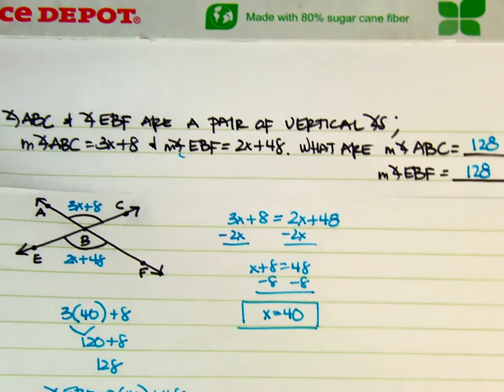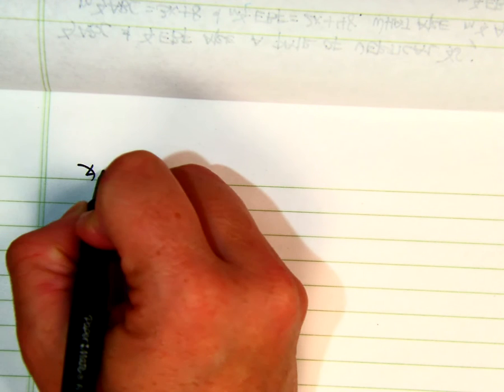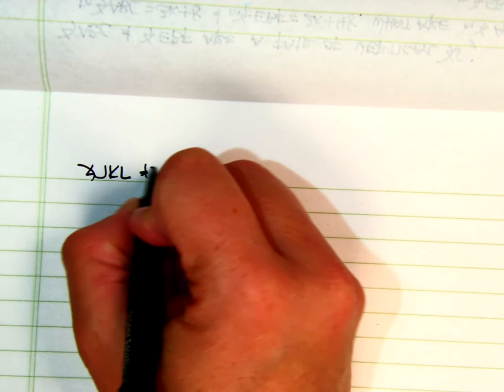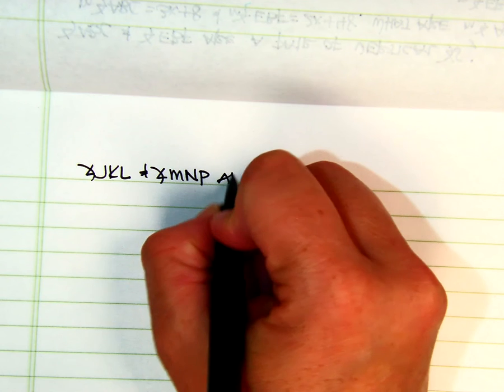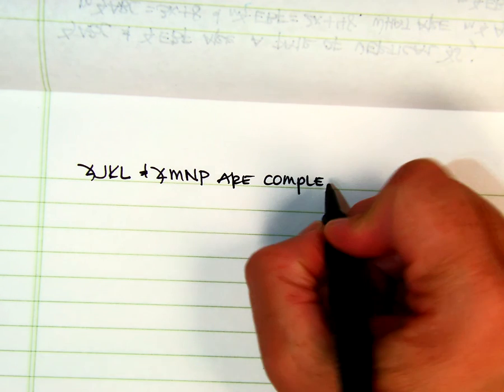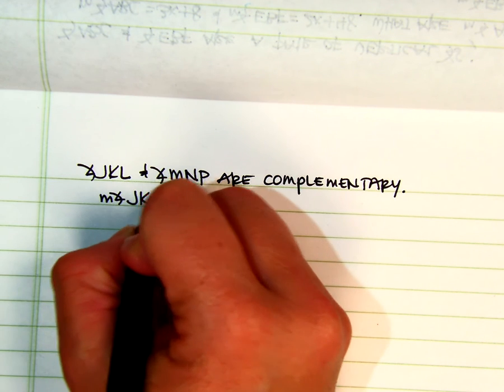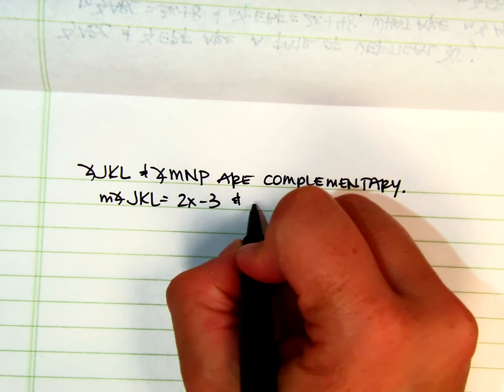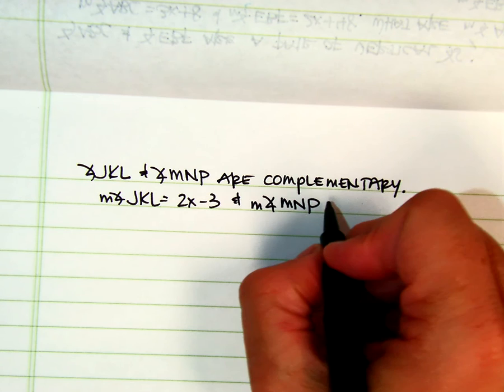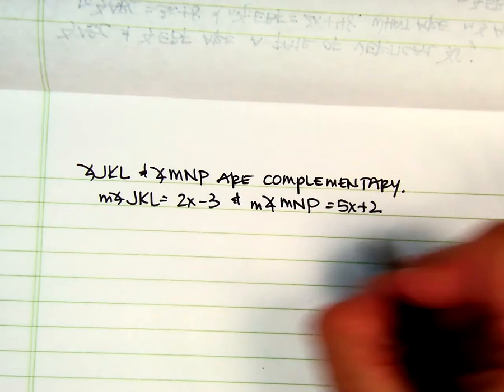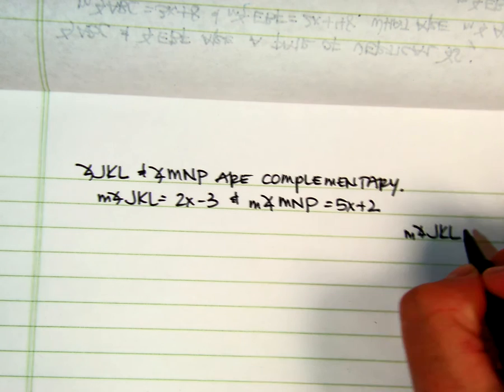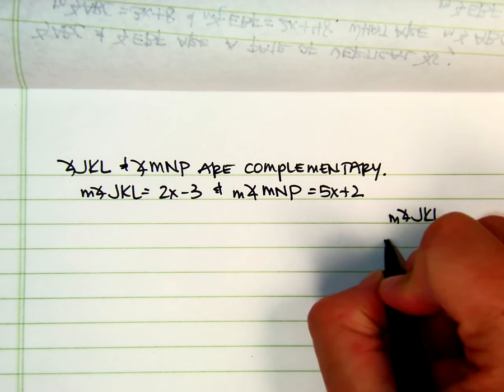Let's go on and do another one dealing with complementary angles. So if I have angle JKL and angle MNP are complementary, and the measure of angle JKL equals 2x minus 3, and the measure of angle MNP equals 5x plus 2, what is the measure of angle JKL? And what's the measure of angle MNP?